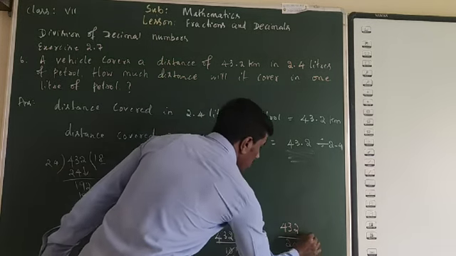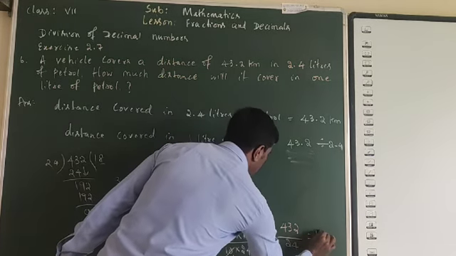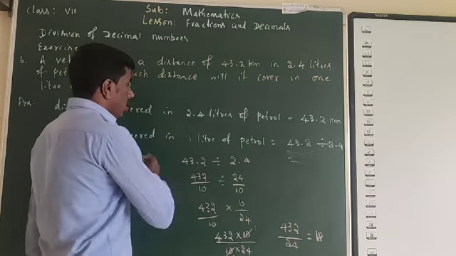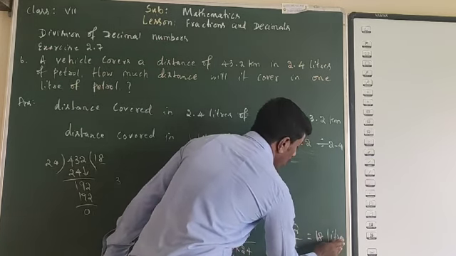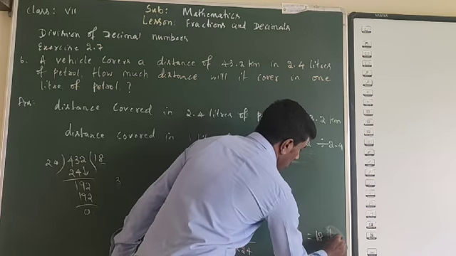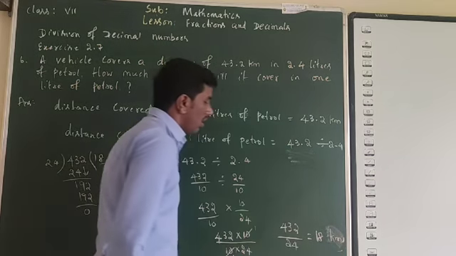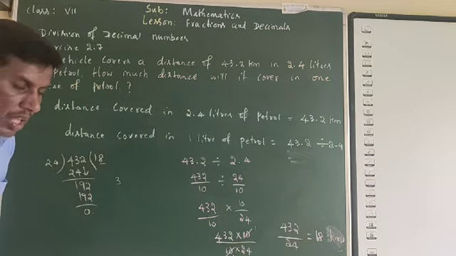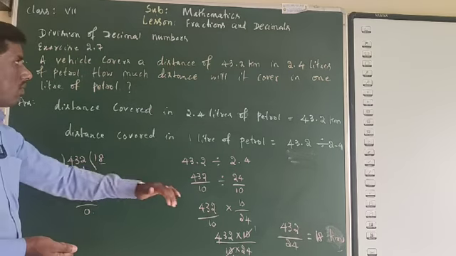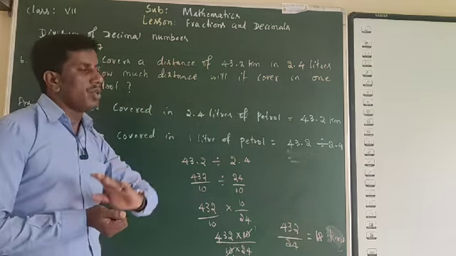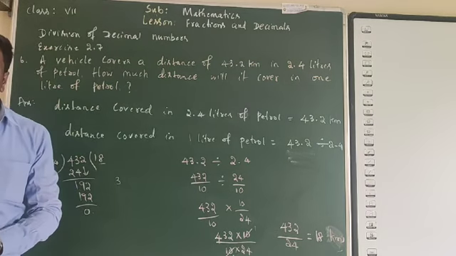So this is 18. That means it will cover 18 liters, I'm sorry, 18 kilometers. So in 1 liter of petrol, the vehicle covers 18 kilometers, if it covers 43.2 kilometers in 2.4 liters.